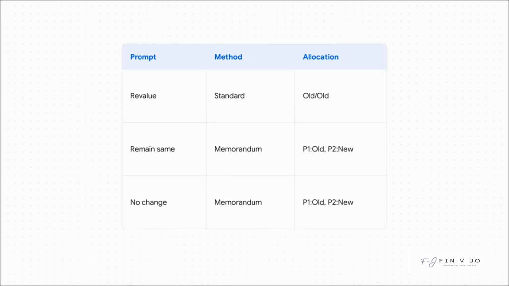Let's treat this like a mini case study to practice decoding the exam prompt wording. If the prompt simply says revalue assets and reassess liabilities, easy. You use the standard revaluation account, old partners, old ratio. But if the prompt uses phrases like values of assets and liabilities remain the same, or book values should not change, that is your trigger. You must use the memorandum revaluation account and apply that two-part allocation rule.